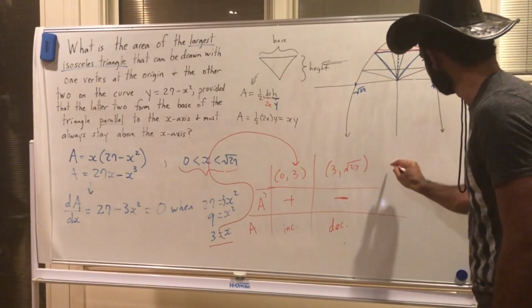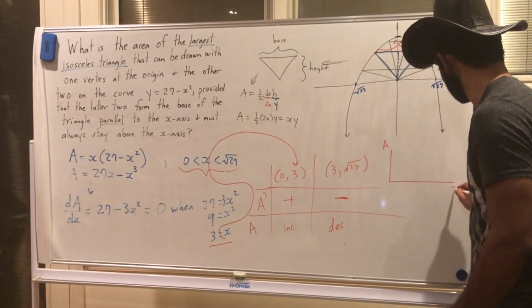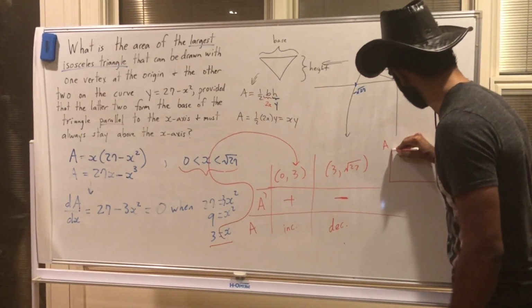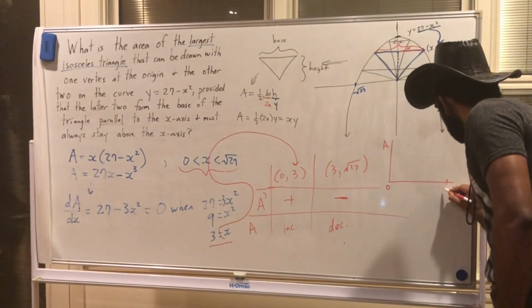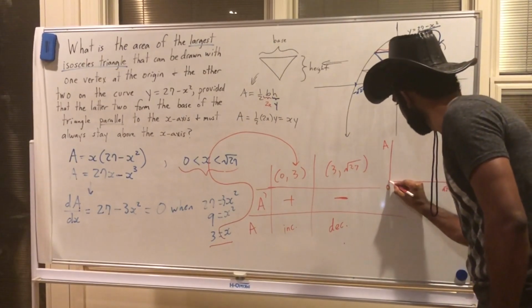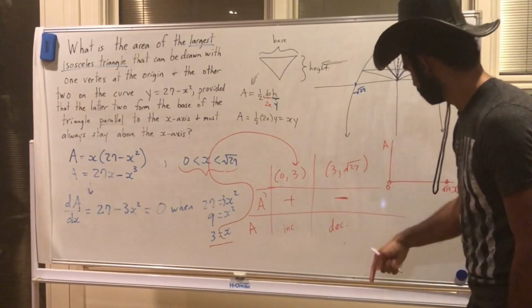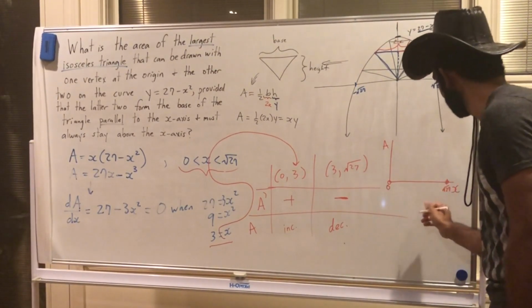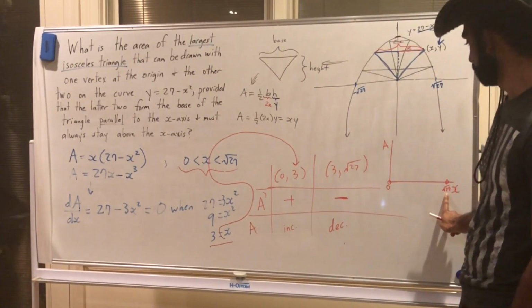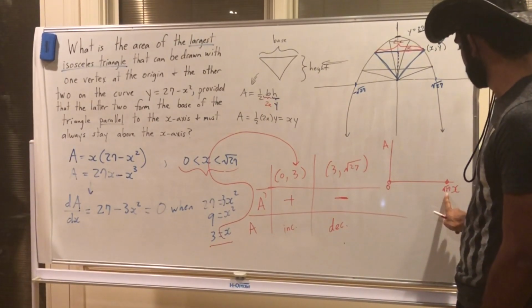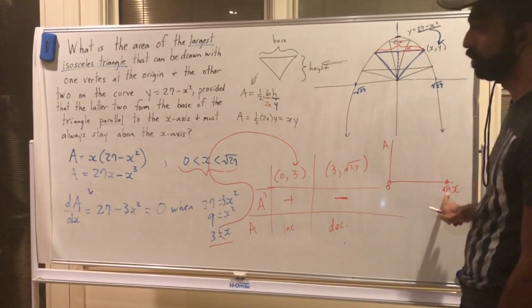So were I to graph this, it's not going to be a parabola. It's going to be parabolish. There's my 0. There's my root 27. Of course, I have a hole at 0 and a hole at root 27. I get a maximum at 3. But notice, is 3 right in between 0 and square root of 27? No, it's more to the right, because root 27 is like 5 point something.